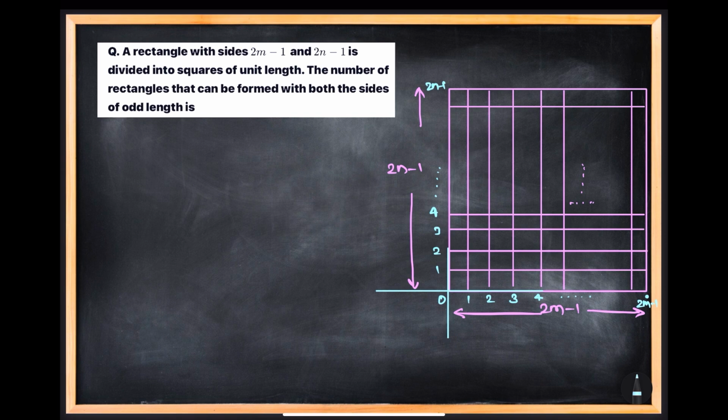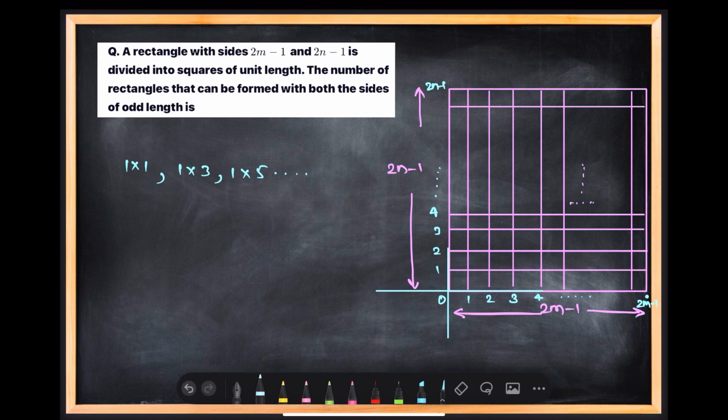Okay, now the number of rectangles that can be formed with both sides of odd length. So you wish to create a rectangle which will have both sides as odd length. So can we have 1 cross 1? Can we have 1 cross 3? Can we have 1 cross 5 and so on? Now try to understand the behavior of your rectangles. So look at this situation. I hope you are observing 1 cross 1.